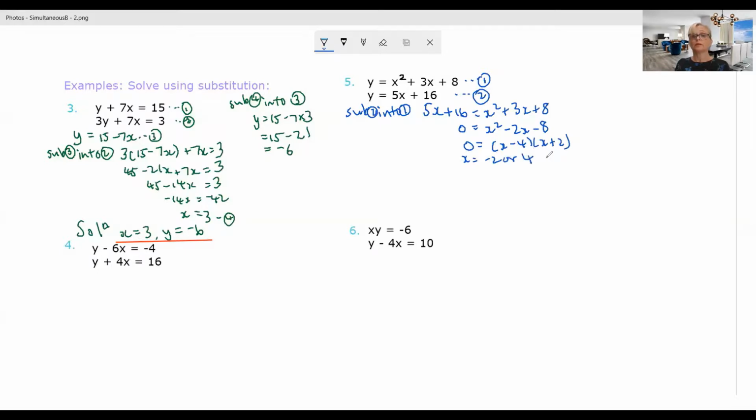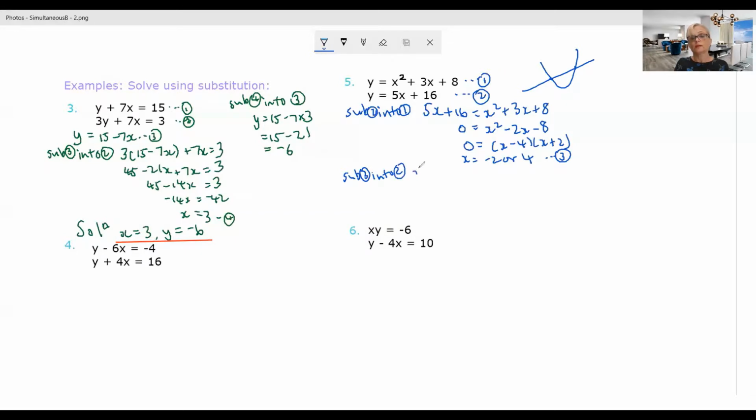Now what's going to happen here is, for each of those x values, we're going to have to find the corresponding y value. It will often happen when you have a quadratic function and a linear function that you will get two solutions. Remember, a quadratic function graphs as a parabola, a linear function graphs as a straight line. It's perfectly possible to have 2 points of intersection there. So we're going to sub 3 into 2.